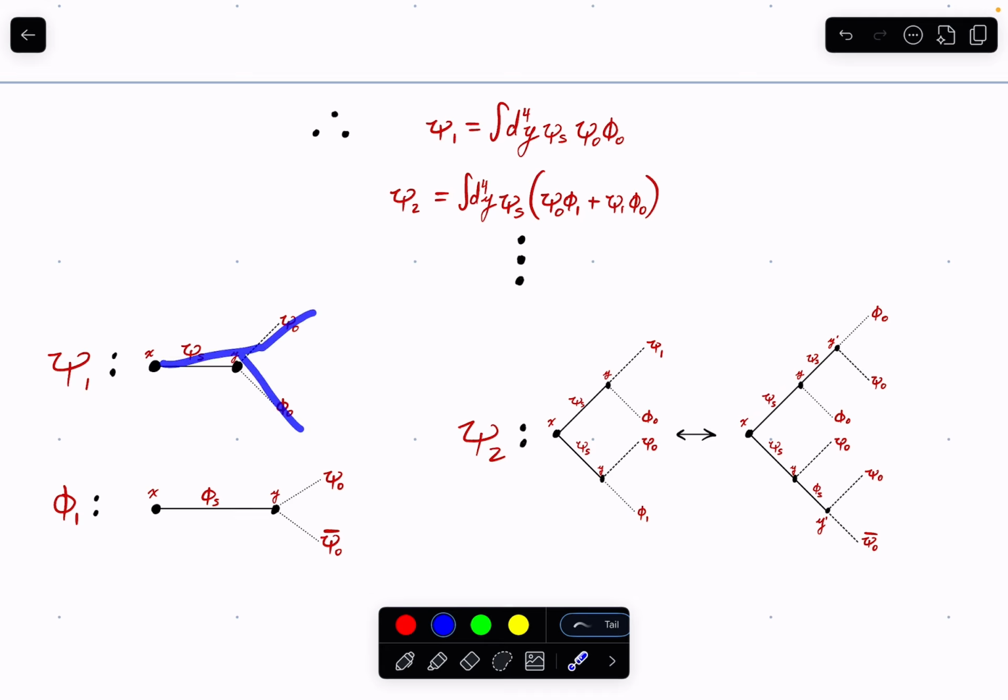Here it's just branching out once. Here it's also just branching out once. Here it's branching out twice, but now there are also these things. So now it's branching out twice, but then twice again, and then twice again. So it's counting all the interaction possibilities.